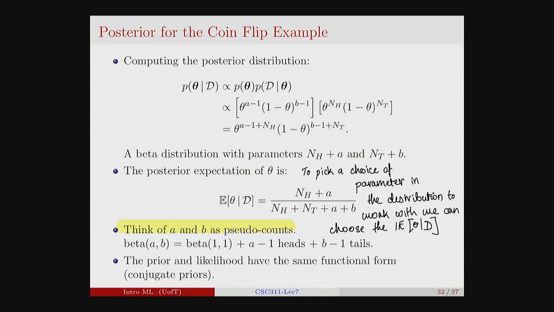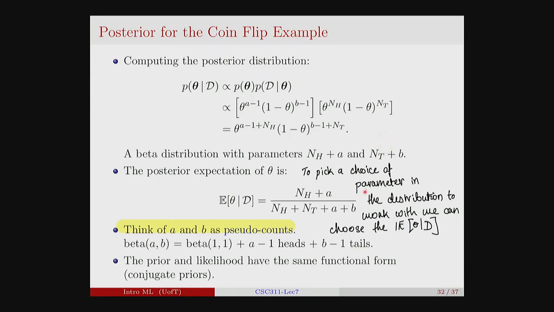So we can ask, this is a distribution over theta. What is the mean of this distribution? What's the average value of this distribution? Well, we know the formula for the average of a beta distribution. It's a over a plus b. But now this is our new a and this is our new b.